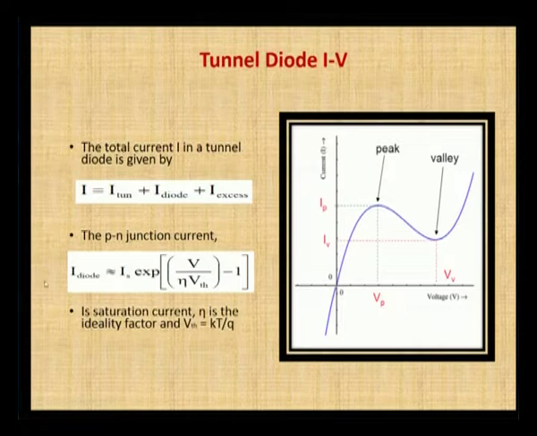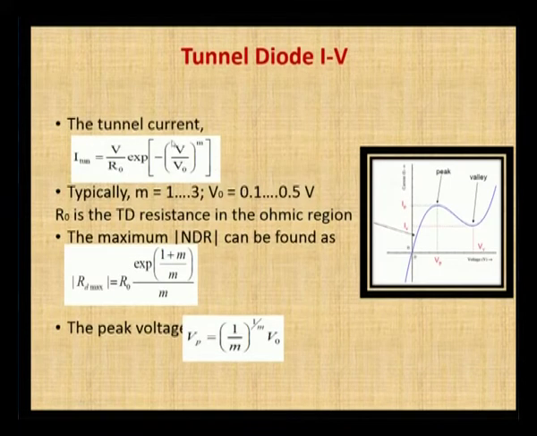The saturation current and the PN junction current is I diode, that is Is exponential of V by eta Vth minus 1. Here Vth is equal to kT divided by q, where k is Boltzmann's constant, T is the temperature in Kelvin and q is the electron charge. Then the tunnel current is expressed as V by R naught into exponential of minus V by V naught whole power m, where m is equal to 1 to 3 and V naught is equal to 0.1 to 0.5 volts, and R naught is the tunnel diode resistance in the ohmic region.